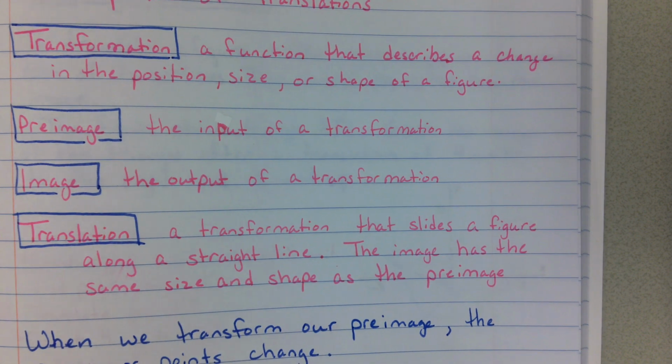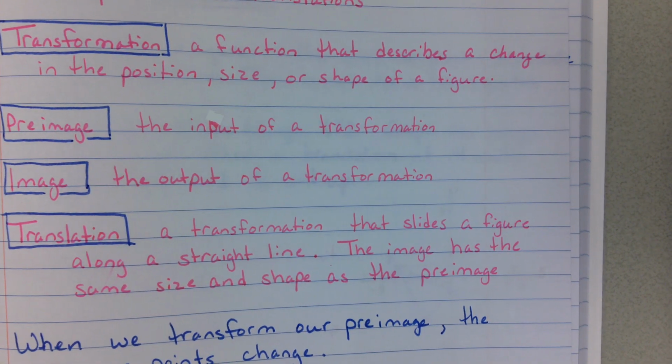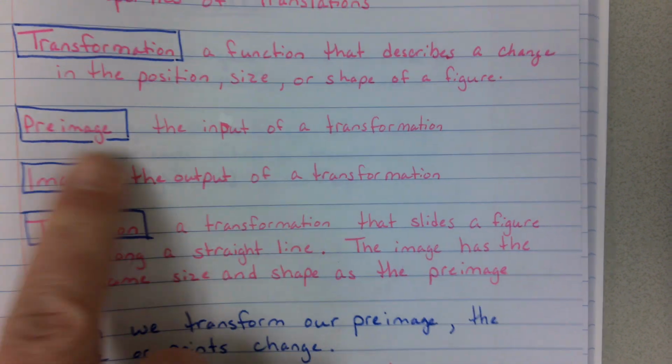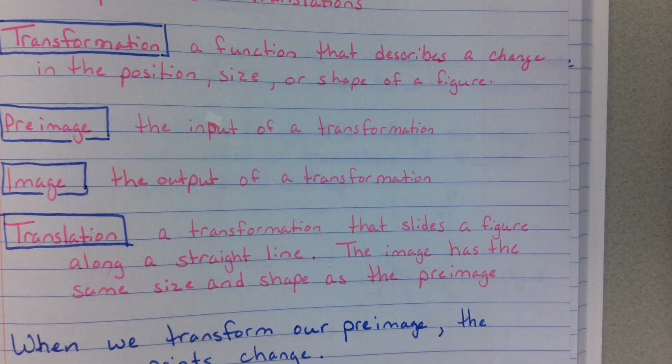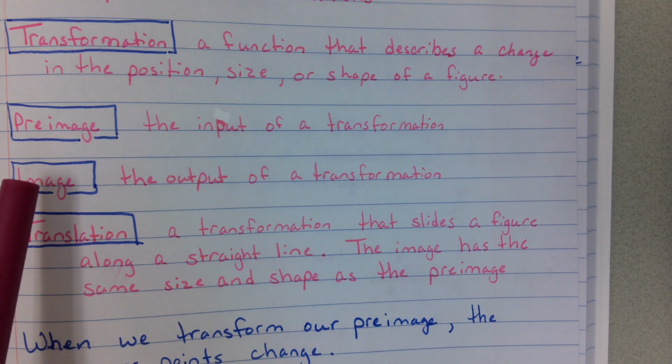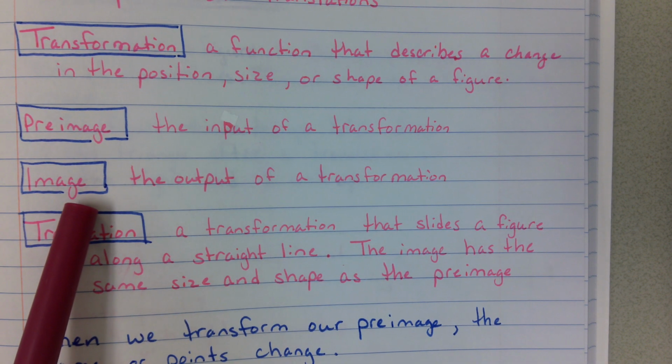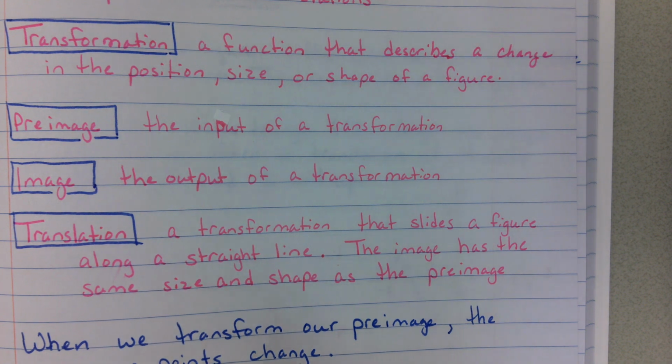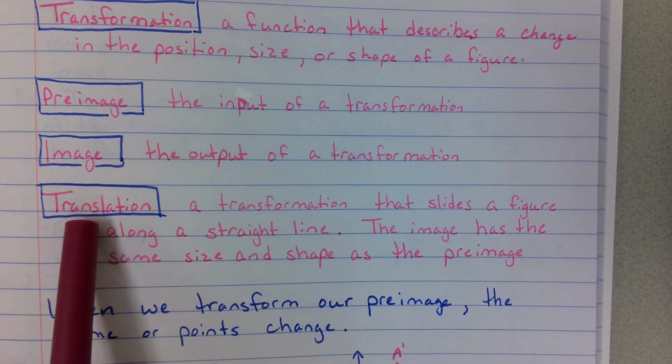Pre-image, that's the input of a transformation. So this is our original figure, is our pre-image. And then for the image, we have the output of a transformation. So this is going to be the image after it's been transformed. And then today we're going to look at translations.